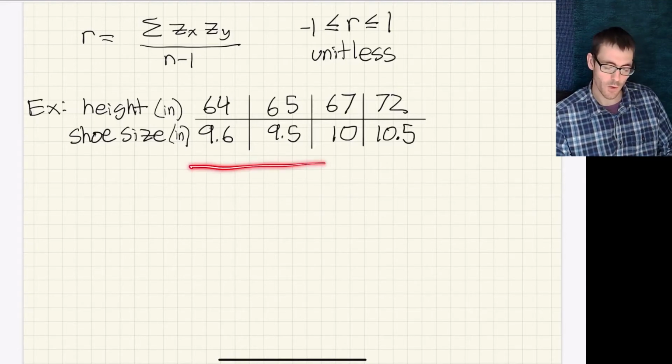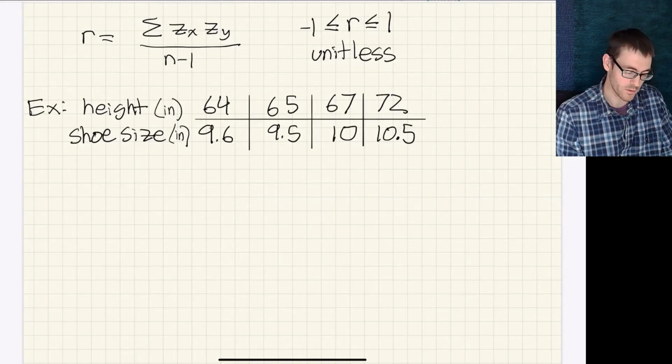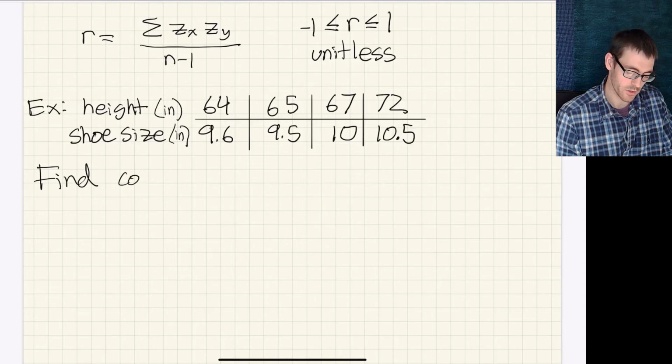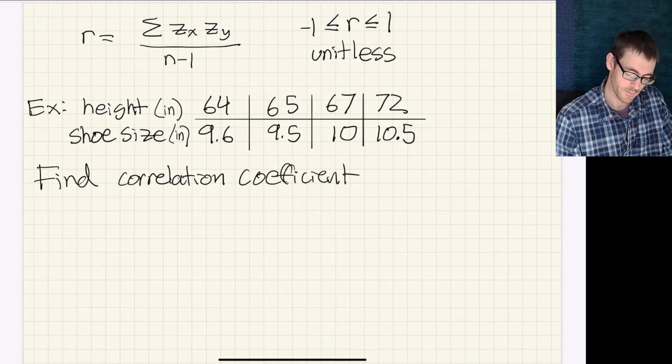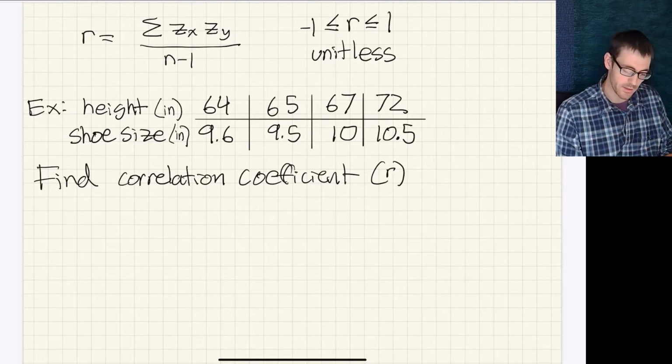So we've got this small data set, and our goal is to find the correlation coefficient. In other words, we're trying to find r. Right? And we're going to do this using this formula.